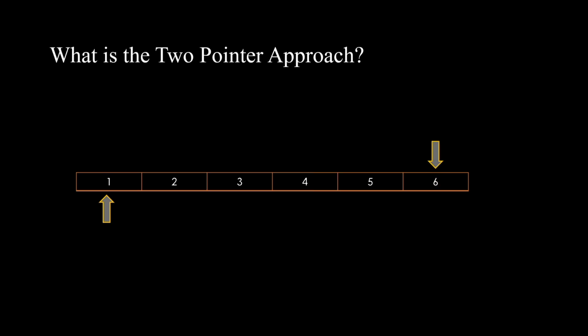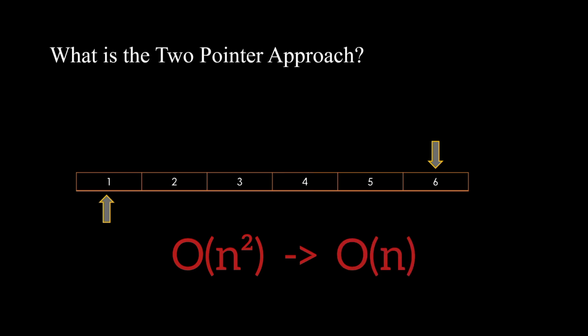Now, instead of checking every possible pair using a nested loop, we only focus on the elements pointed to by these two pointers. After comparing or processing them, we move the pointers inward. The left pointer moves forward and the right pointer moves backward. This way, each element is visited only once, which is why the two-pointer approach is faster and effective. It also reduces the time complexity from big O of n squared to big O of n.